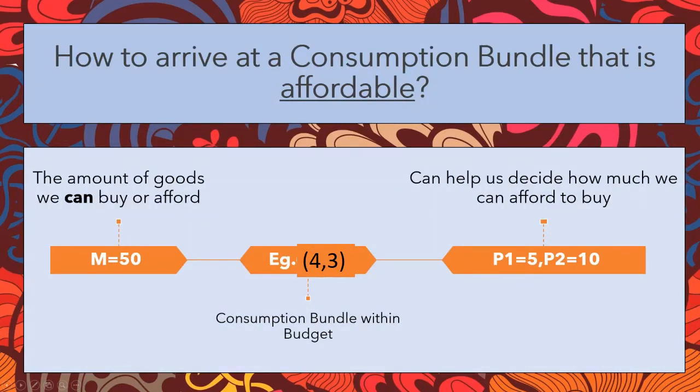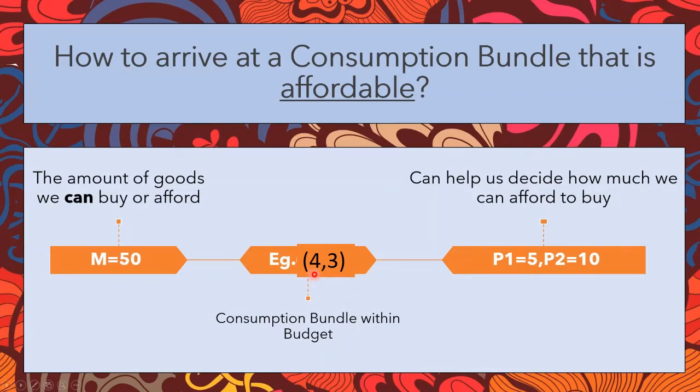Here I have taken an example to help you understand how to arrive at a consumption bundle that is affordable. We can see here the income is rupees 50, that is M. M denotes income or budget, and that is rupees 50. And here we have price of good 1 to be 5, price of good 2 to be 10. Keeping the price and the income in mind, I have determined that this could be a possible bundle that is falling in my budget, which means it is affordable and attainable.